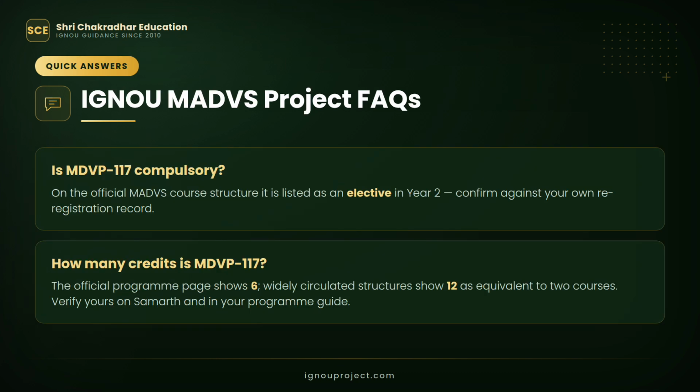Let me answer the question students ask us most. Is MDVP-117 compulsory? On the official MADVS course structure, it is listed as an elective in Year 2, so confirm against your own re-registration record. How many credits is it? The official program page shows 6, while widely circulated structures show 12 as equivalent to 2 courses. So verify yours on Samarth and in your program guide.